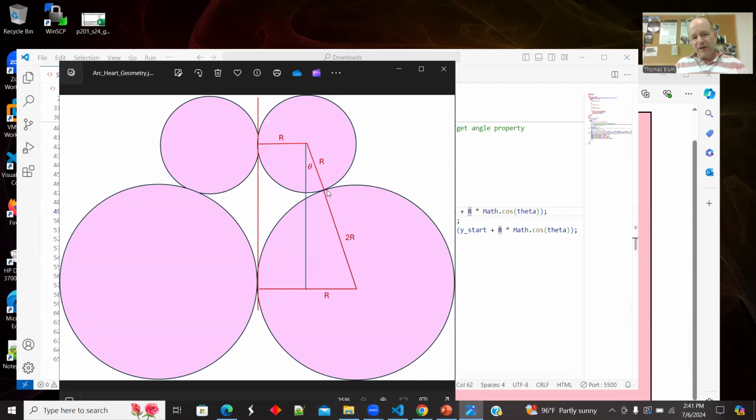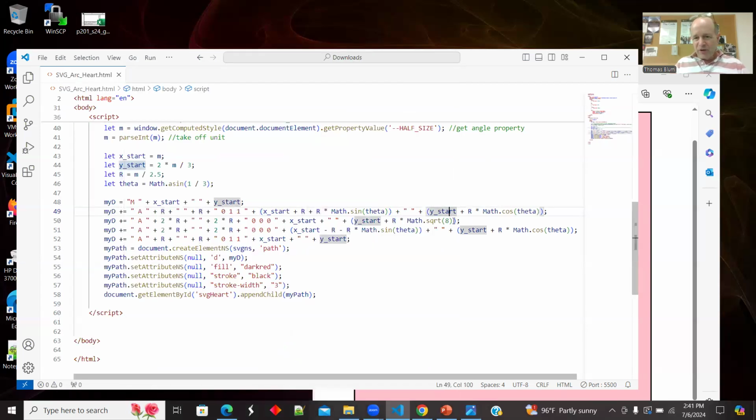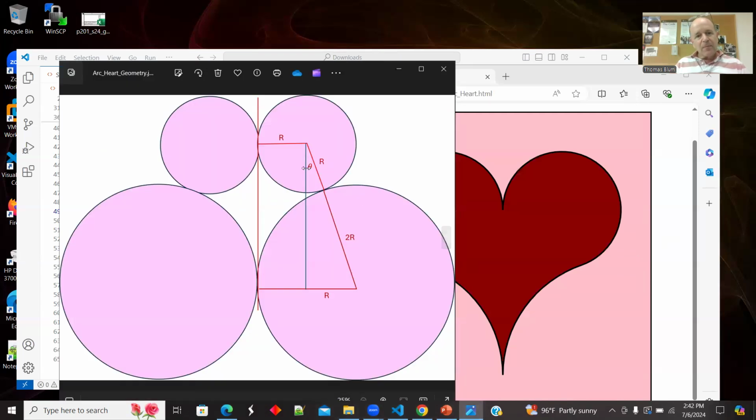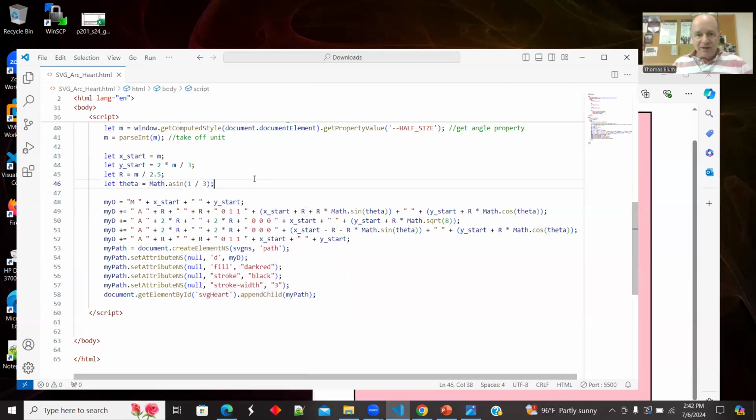So I'm finding this point here. Here's my radius I'm over, and then also the one radius times the sine of theta. That's how far over I'm going horizontally. And then vertically, I'm going down from my Y start R times the cosine of theta, to find that point where those two circles, I'll say, kiss.